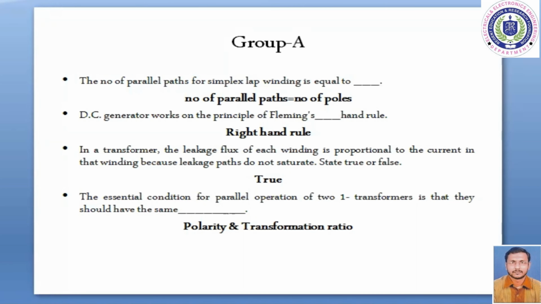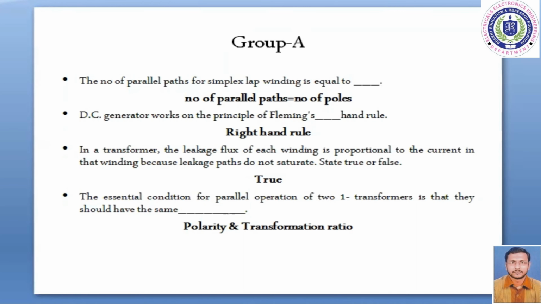The next question is, in a transformer, the leakage flux of each winding is proportional to the current in that winding because leakage paths do not saturate. You have to conclude whether the statement is true or false. Now, in a transformer, the leakage flux of each winding is directly proportional to the current of that winding, and it is only because the leakage paths do not saturate. So this statement is true.